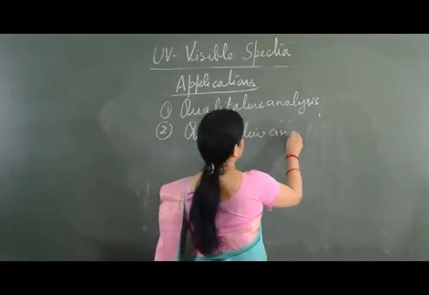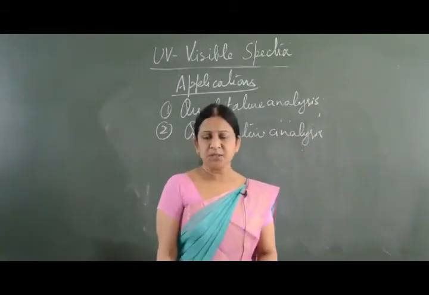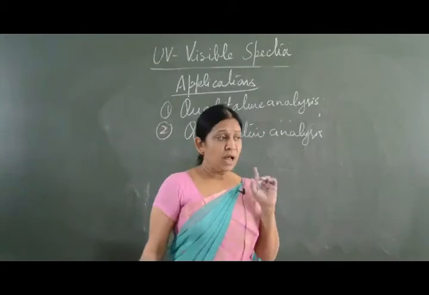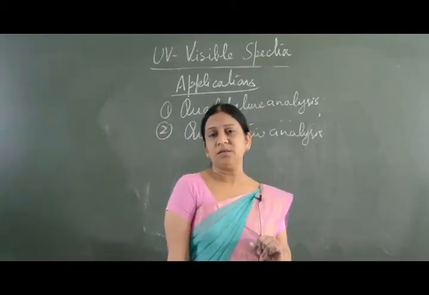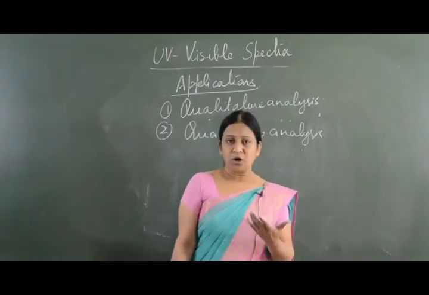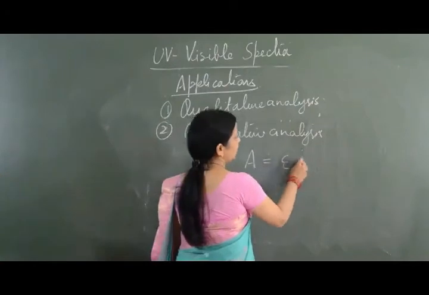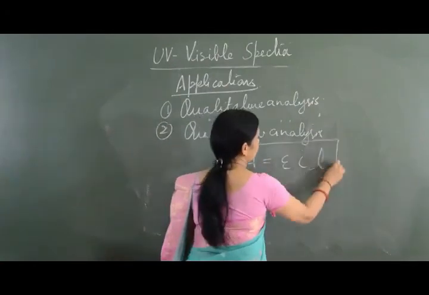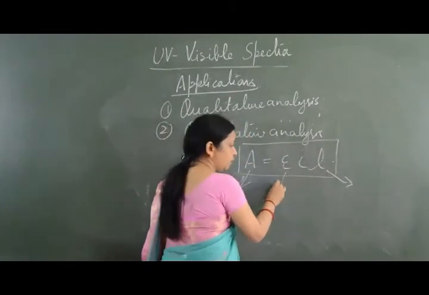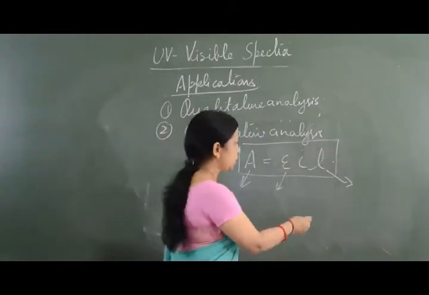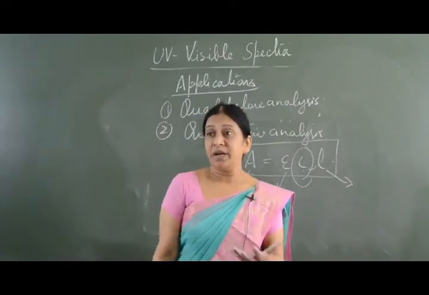Quantitative analysis. By quantitative analysis, I mean I can determine the concentration, and that is done by Beer's law, which I discussed in the last lecture of introduction to spectroscopy. Beer's law is A equals epsilon C L. So if I know the absorbance, the path length, and the molar extinction coefficient, I can determine the concentration. This is quantitative analysis.